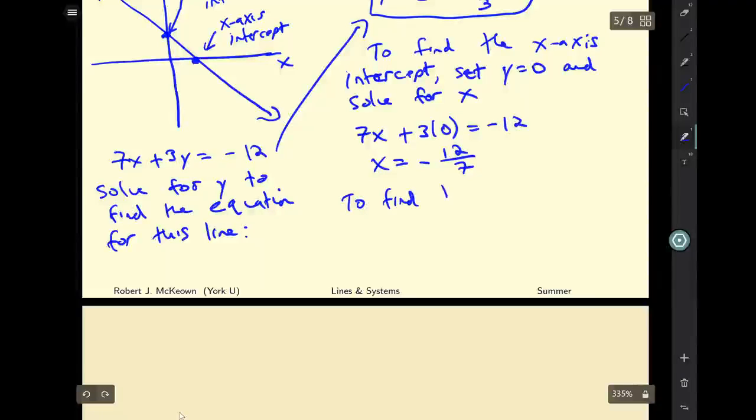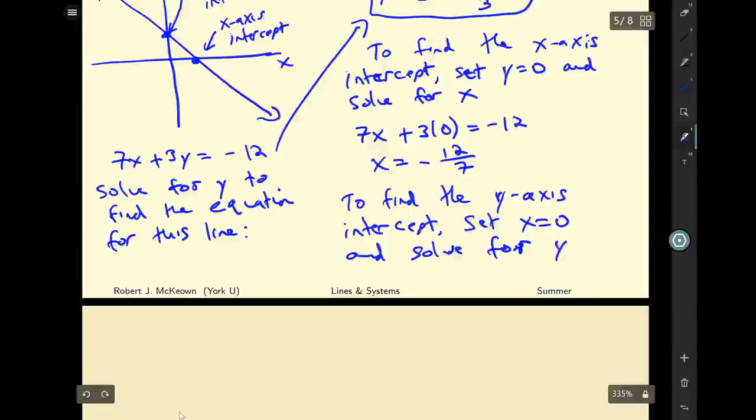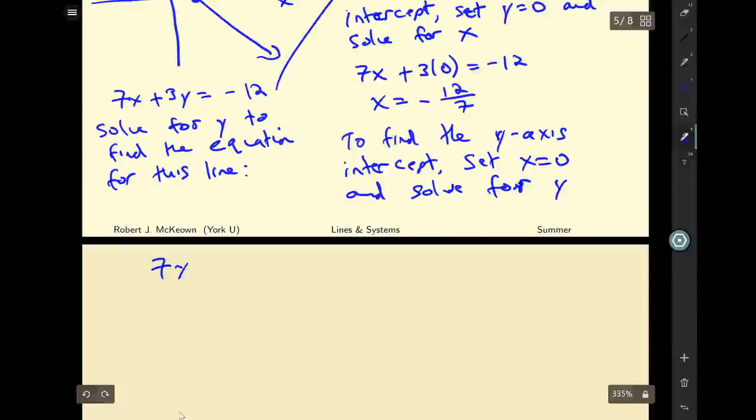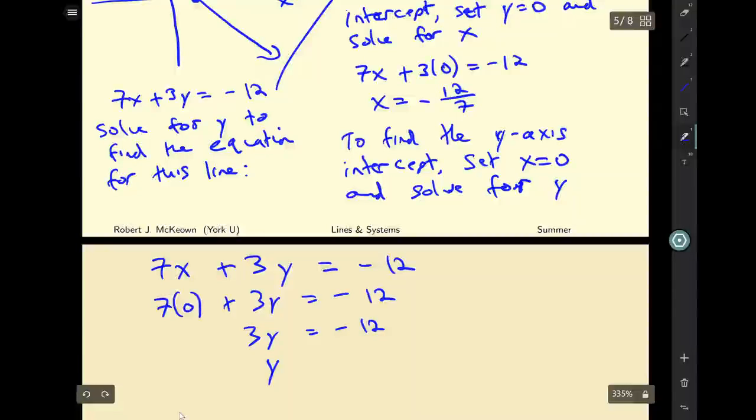And to find the y-axis intercept, set x equal to 0 and solve for y. We did this in an earlier problem, and so I'll start with the original expression because that's easy to work with. I've got 7 times 0 plus 3y is equal to negative 12. 3y is equal to negative 12. And y, the y-intercept, is equal to negative 4.